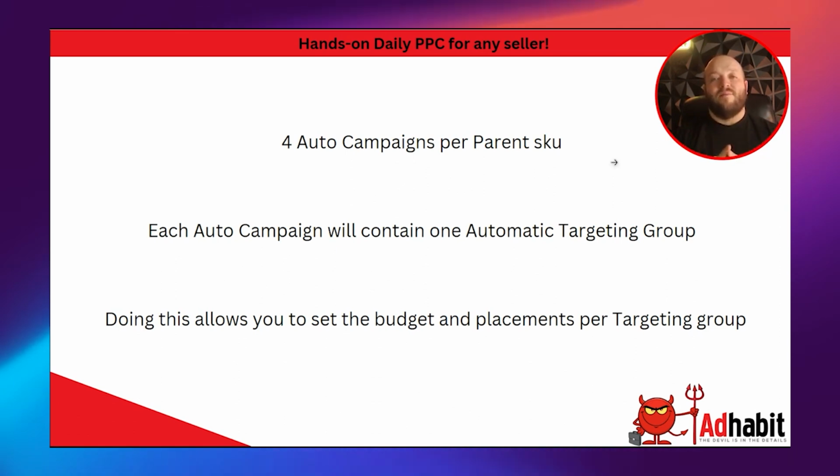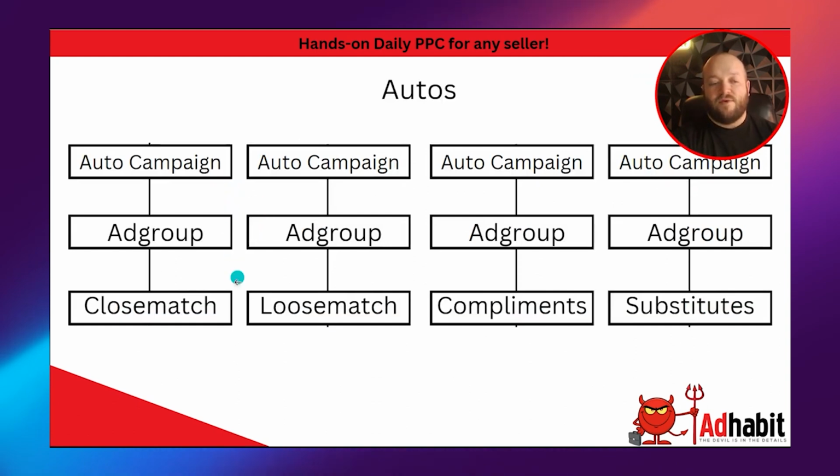So we found from day one, the best strategy is to launch them into their own campaign. So you'll launch one and pause the other 3 in each campaign. If you have any questions about that, put that below. I'm happy to show you, but this next visual is going to basically show you how to do it. Auto campaign, ad group, close match; auto campaign, ad group, loose match; complement, substitutes, and so on and so forth, right? So this is the best way to structure it to get the best performance out of each one.